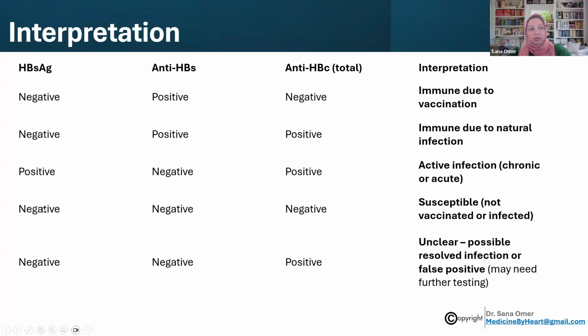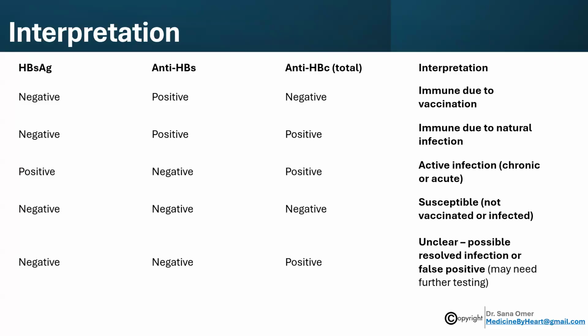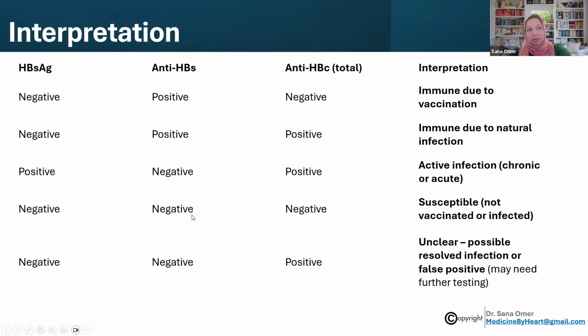Now suppose your surface antigen is negative, your antibody to the surface antigen is negative, and your anti-HBC core antibody is also negative. What does that mean? It means there is no immunity developed and no previous infection. The patient has never been exposed to anything that would lead to surface antigen, antibodies, or any signs of past infection. So in this case, you will go for vaccination of that patient.